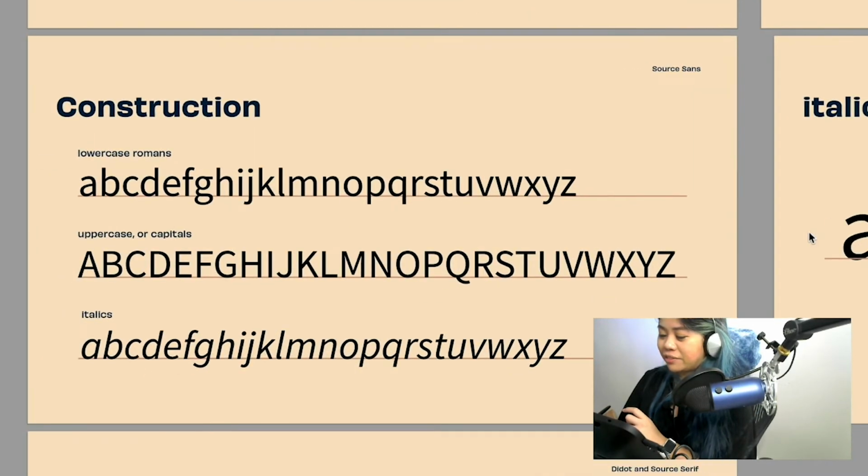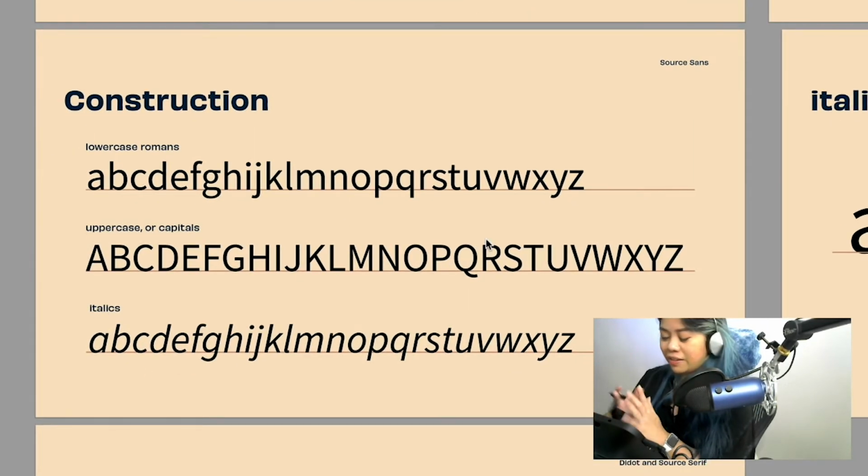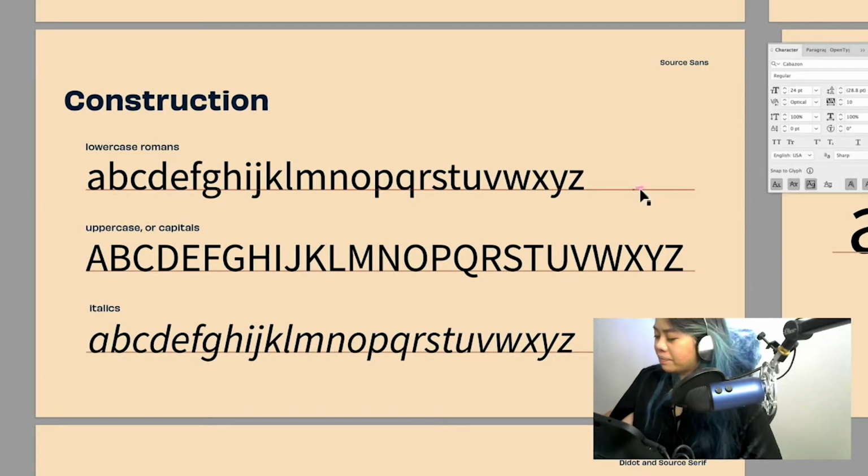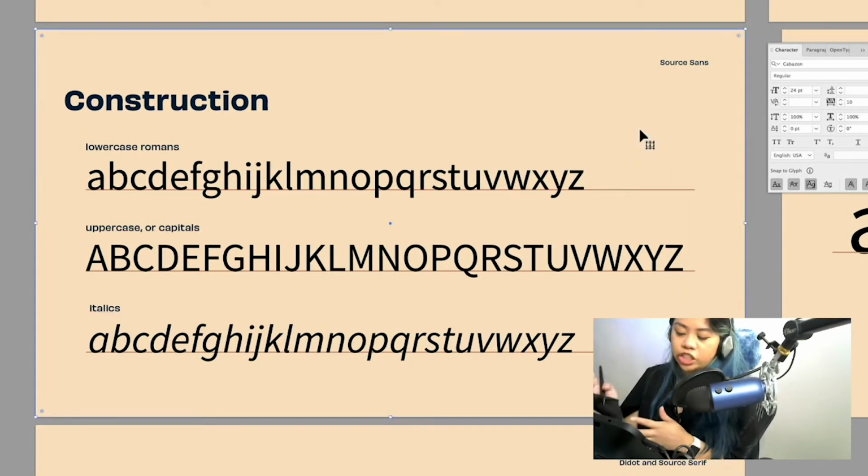So some examples of looking at construction is the lowercase Romans, which is a generic way to describe lowercase Latin figures. And if you look at the whole alphabet, things with an ascender go above the x-height, as well as below the baseline with the descenders for G, J, P, Q, and Y.